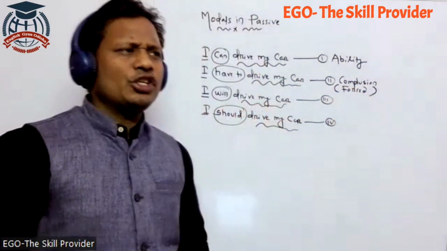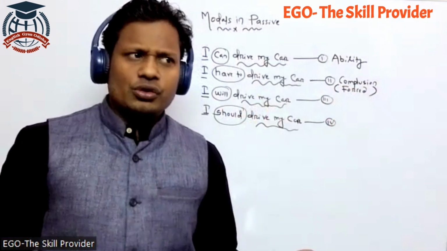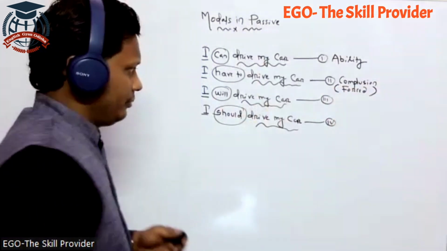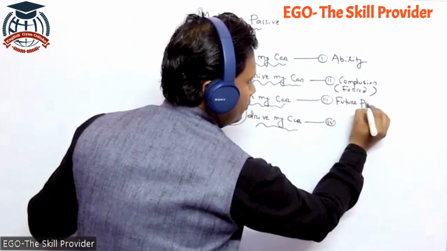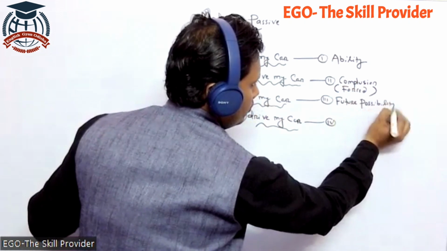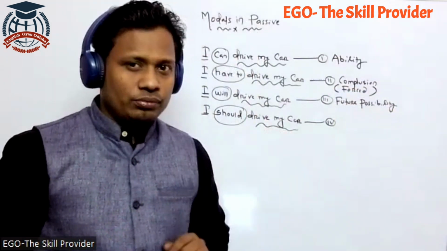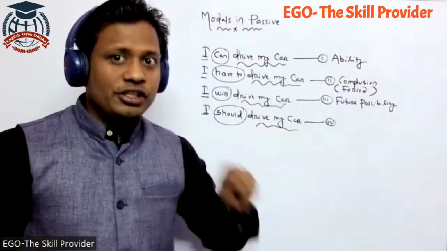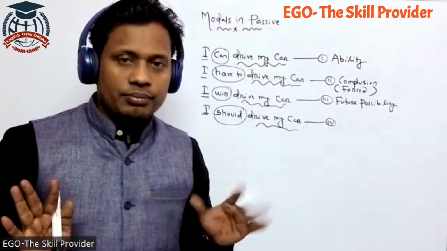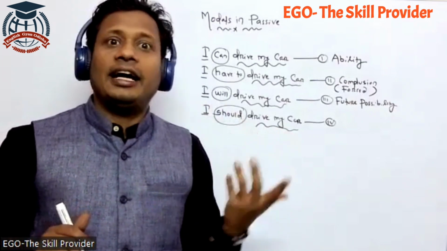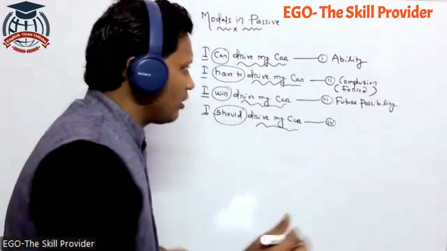I will drive my car. That means in future, who will drive this car? I will. So this is called future possibility. And this is I should drive my car. Look, my driver is drunk right now. Think that. My driver is drunk, so he can't drive properly. So I should drive my car, because it is kind of advice, just like you should drive your car. Don't give it to that guy. So it is something called advice.